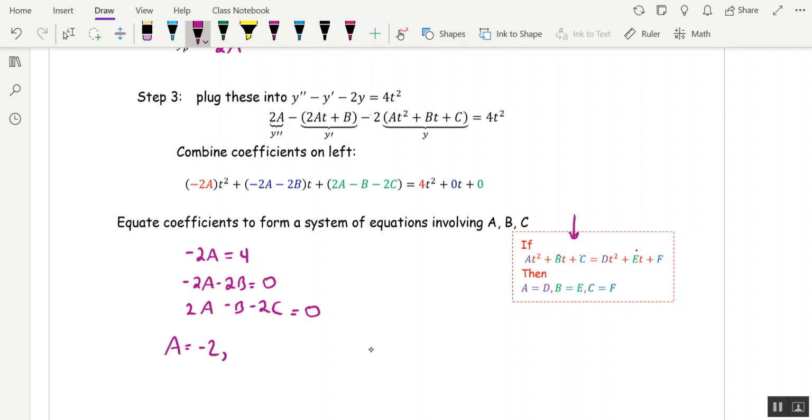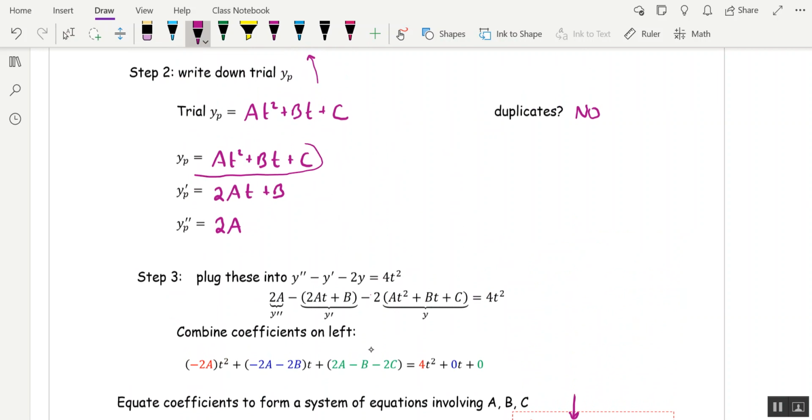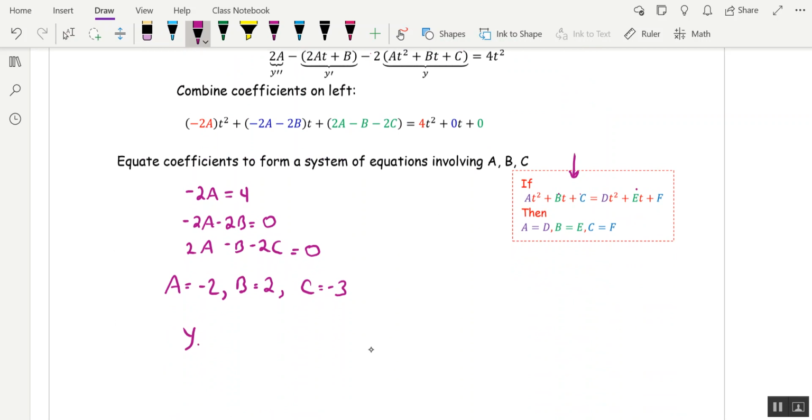And then I plug that into the second equation, and I'm going to see that b is 2. And then in the third equation, I'd have negative 4 minus 2 is 2c. So c is going to be negative 3. So I know a, b, c. So I go back to my yp. Now I have a particular solution. yp is negative 2t squared plus 2t minus 3. I did it.